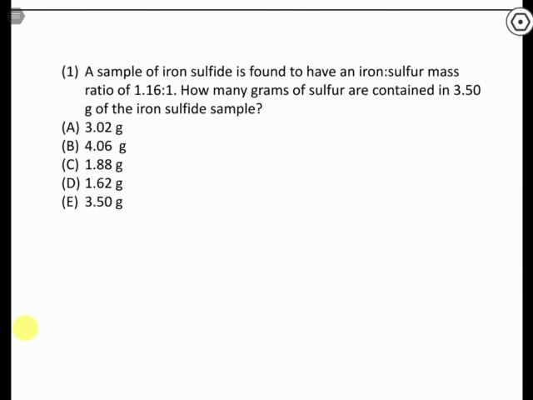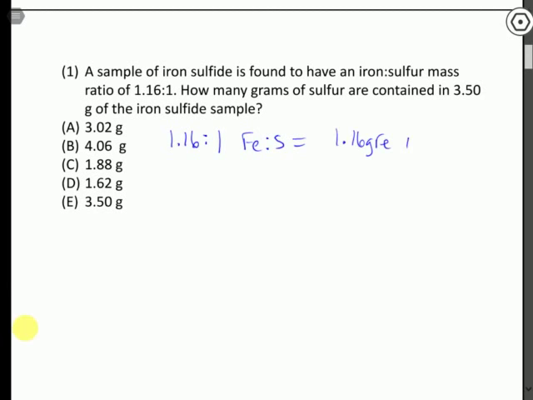So our sample here is 1.16 to 1 iron to sulfur in terms of mass. And so we can think of this as a ratio. Our compound contains 1.16 grams of iron for every 1 gram of sulfur. And if you want to think about how much is that per mass of compound, remember the mass of the compound is just the sum of the elements, so per 2.16 grams of compound.